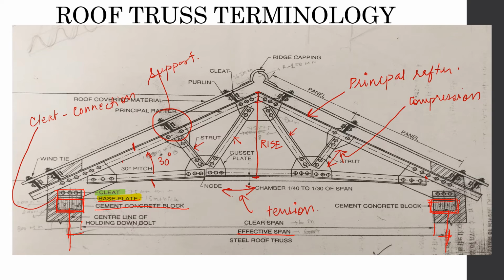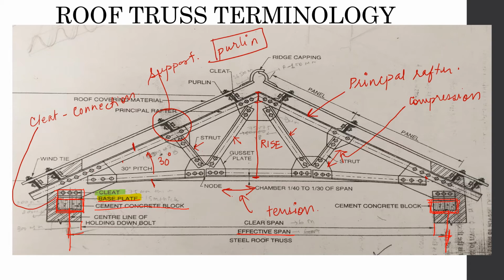Now we come to purlin. What is a purlin? A purlin is a member which acts as a support for the roof. So, like I said before, here the cleat is supporting. So what is it supporting? It is supporting the purlin here.